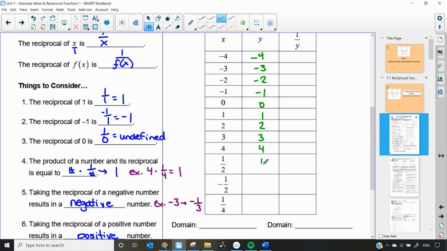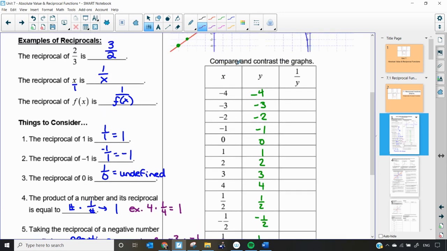At point 1/2, we would have 1/2. At point -1/2, we would have -1/2. And at point 1/4, we would have 1/4. Now what we want to do is take a look at what happens to the reciprocal.